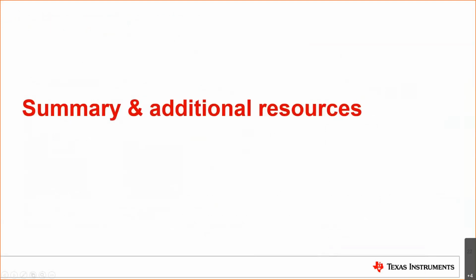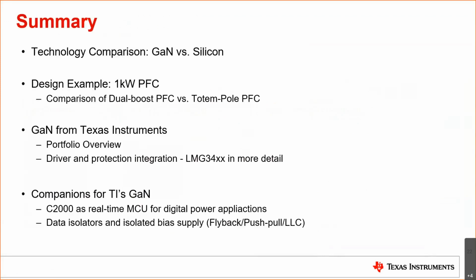So that's the part of my presentation. Let's quickly go through a summary. In the beginning, I compared GaN with other semiconductor technologies. We also went into the specific details of GaN versus silicon to understand why GaN has some advantages. In the next step, we had a closer look at a 1 kilowatt PFC. We compared different PFC topologies and discussed where we actually get the losses in the system and how GaN helps you to reduce those.